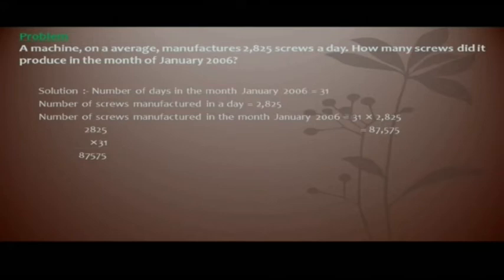So the solution says that the number of days in the month of January 2006 is 31. The number of screws manufactured in a day is 2,825. So the number of screws manufactured in the month of January 2006 is equal to 31 into 2,825, which is 87,575.